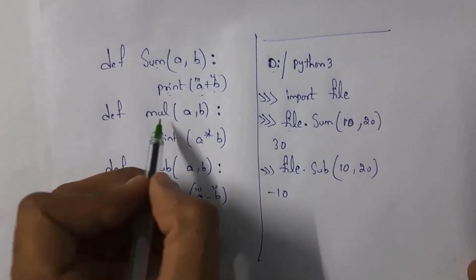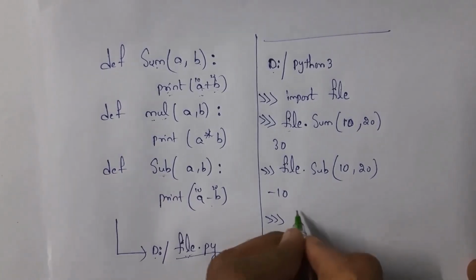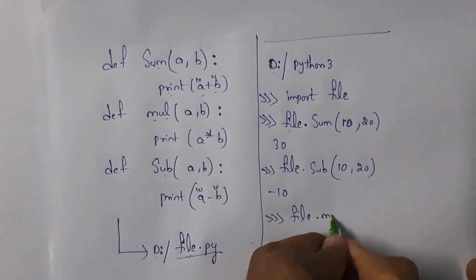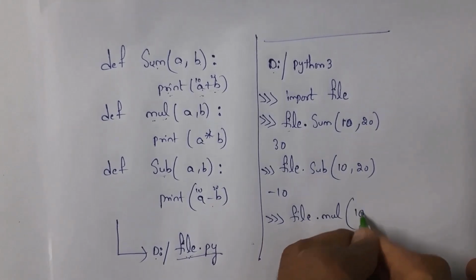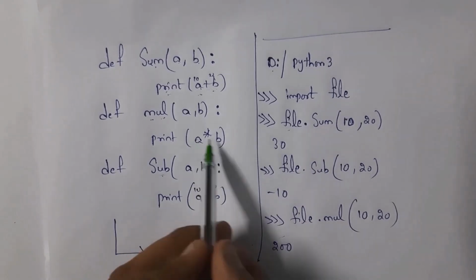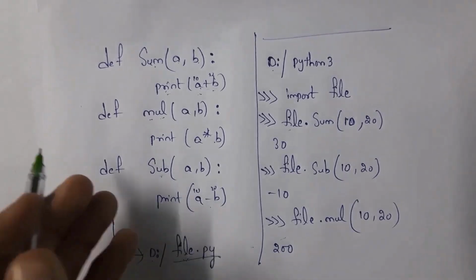For example, I want to perform multiplication. So just write here the module name, that is file dot function name, that is mul. So write here mul, give two values there, 10 comma 20, and whenever you click enter you will get output, that is 10 into 20, that is 200. This is my output. This is how we create a module and import a module.